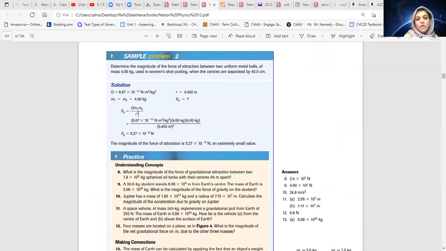We have R as 45 centimeters. You need to turn it into meters. And universal G is 6.67 times 10 to the power negative 11. If you do that, it's going to be very small. It's extremely small, so it's going to be almost 0.